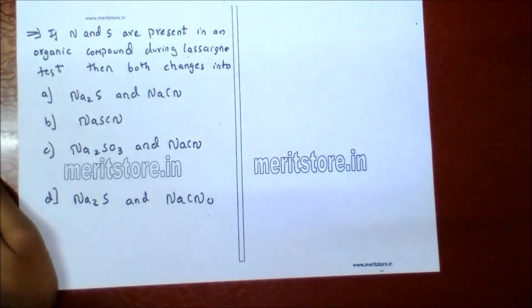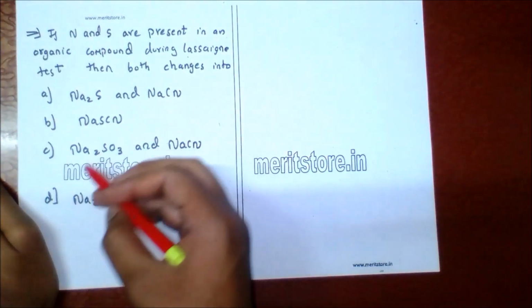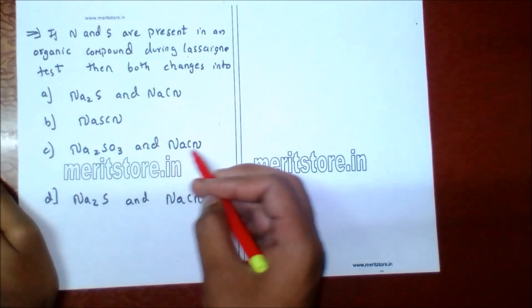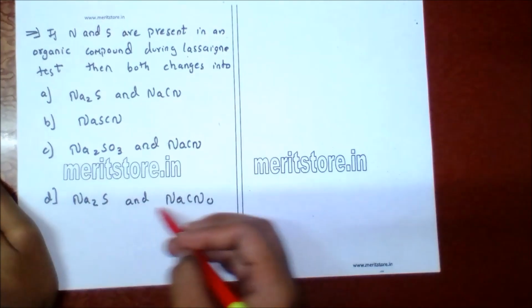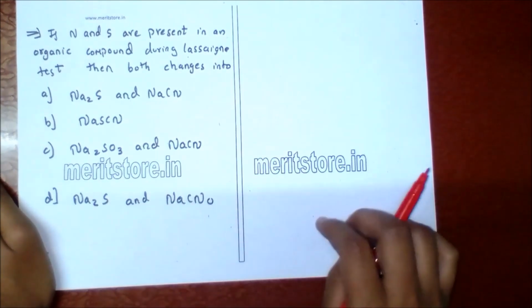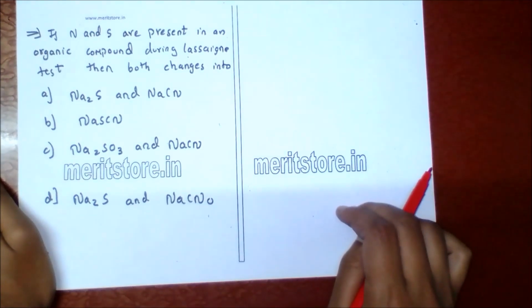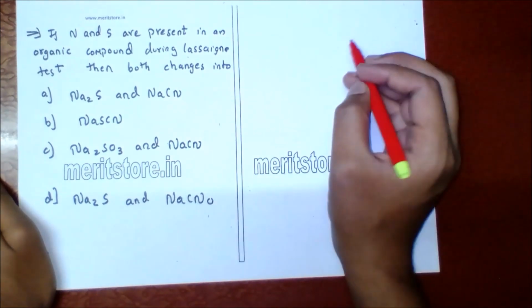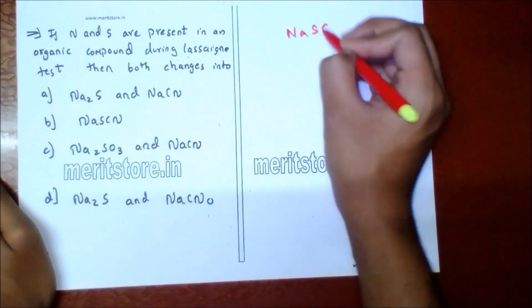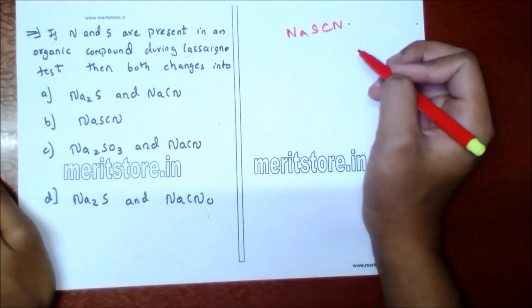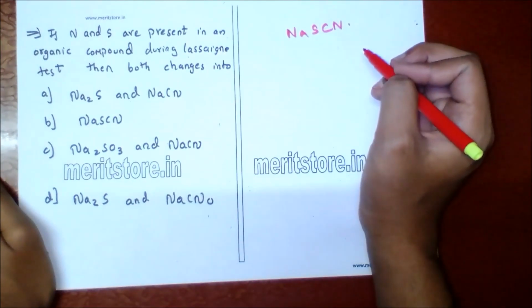If nitrogen and sulfur are present in an organic compound during Lassaigne's test, then both change into: A. Na2S and NaCN, B. NaSCN, C. Na2SO3 and NaCN, D. Na2S and NaCNO. So when sulfur and nitrogen are both present in an organic compound during Lassaigne's test, both change into sodium thiocyanate, that is NaSCN, which gives a blood red coloration with ferric ion.